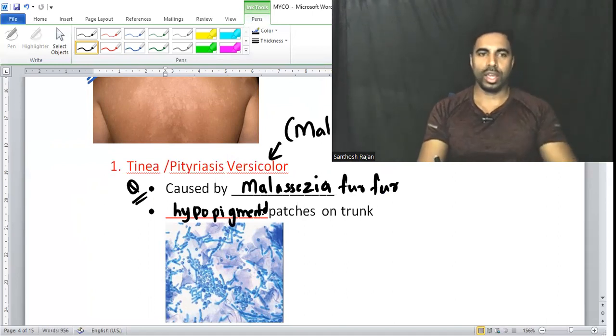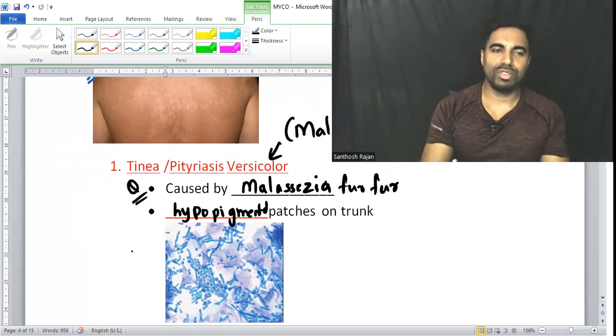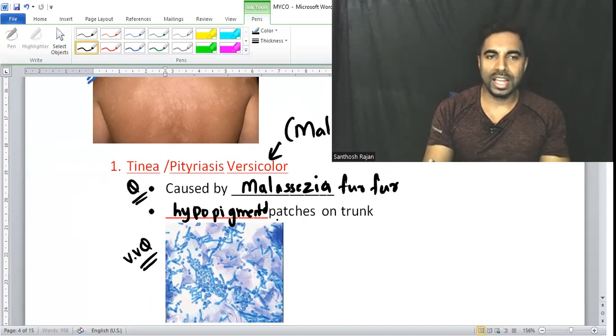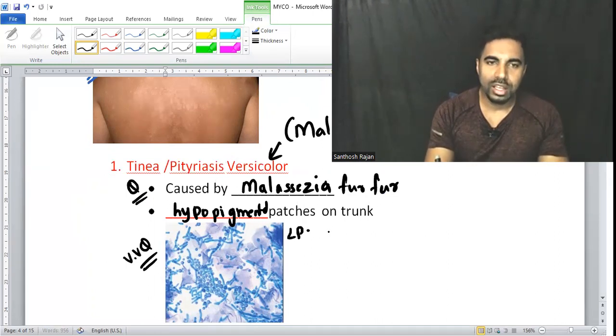Hypopigmented patches. Okay. And then see this picture. This picture is very interesting and a many times repeated question also. So when you take a patch and then you make, this is the lactophenol cotton blue. See, this is a blue color stain. So you're doing an LPCB stain. And then if you do it, what are the things you are seeing inside?